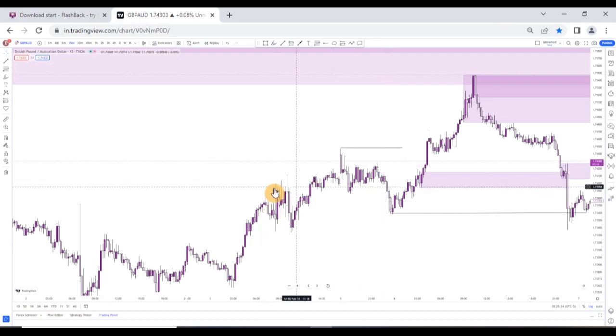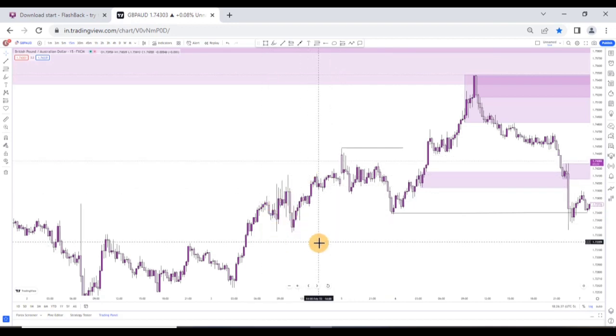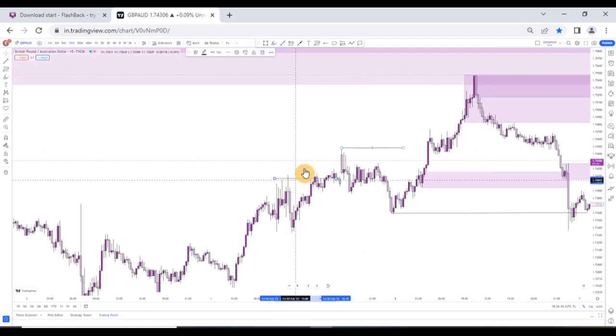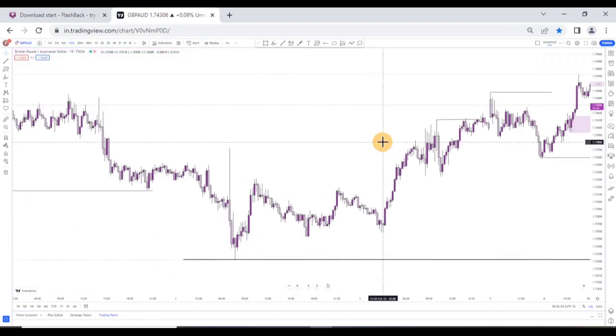So now let's start from here, because I actually posted all of the stuff on the Telegram channel when price action was at this point here. Yeah, so let's drag this across here. So first things first, let's go back.